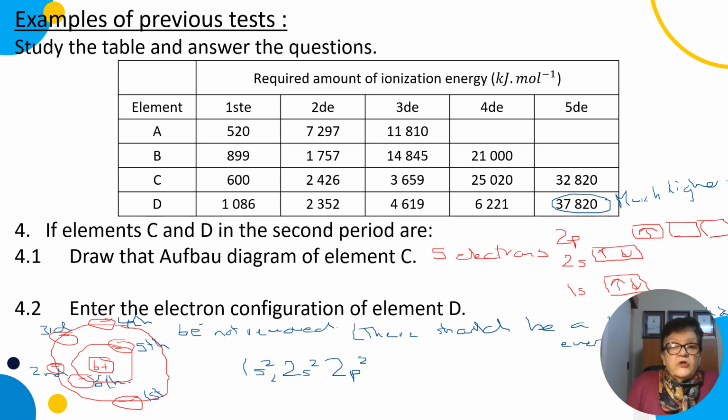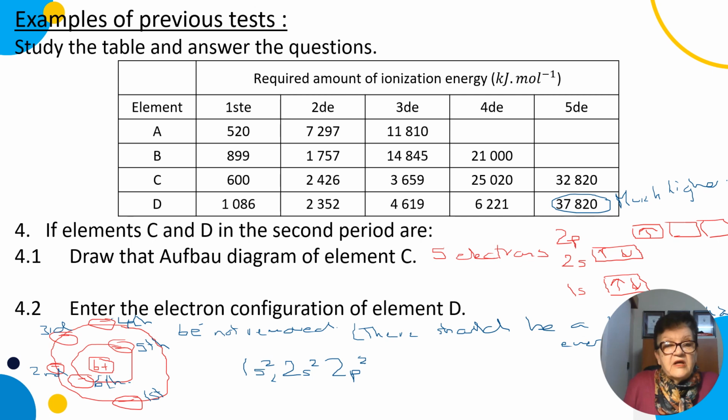At number 4.2, enter the electron configuration of element D. Element D will now have 6 valence electrons. It will look like this. So it would be 1s2, 2s2, 2p2. So you can see here, I've indicated here.